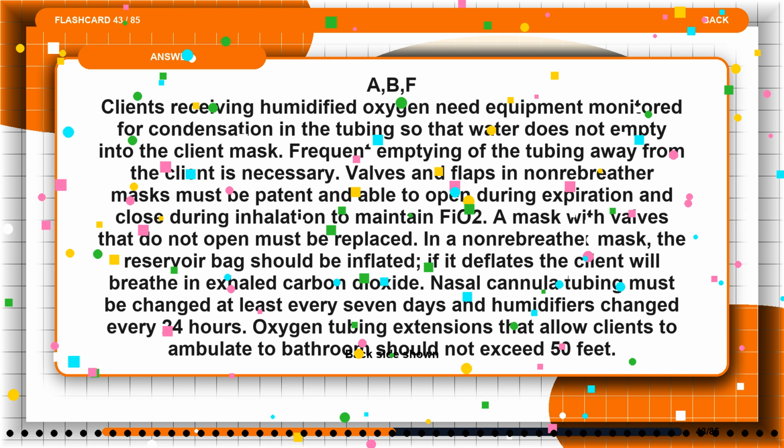Nasal cannula tubing must be changed at least every 7 days and humidifiers changed every 24 hours. Oxygen tubing extensions that allow clients to ambulate to the bathroom should not exceed 50 feet.